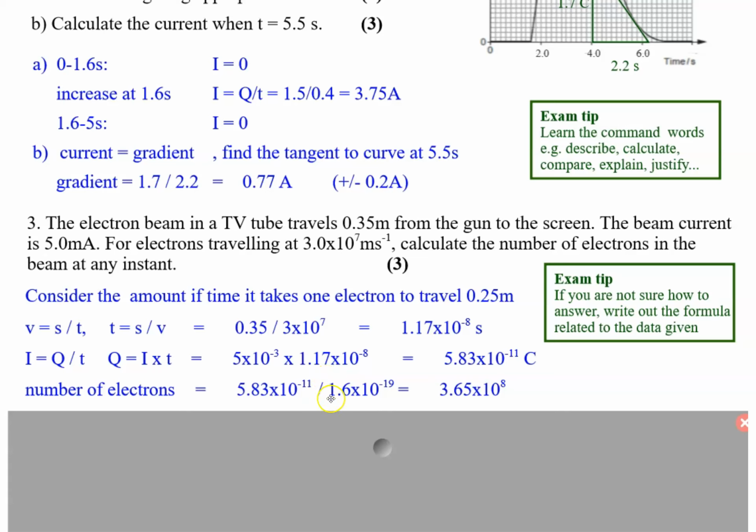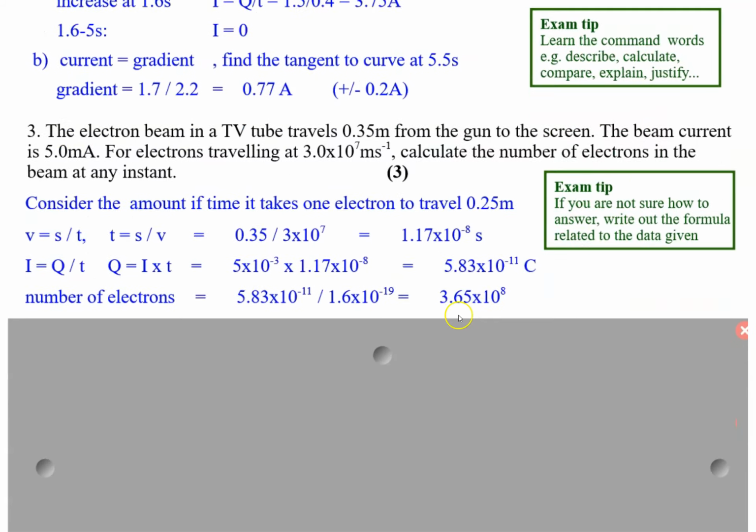And if I was to include the units here, it would be C divided by C. So the units in my answer are 0. I just want a number, and I would expect this to be a very large number because electrons are so tiny. So that sounds about right. If you got an answer of 10 to the minus 8 or just 200, then you think that's not enough electrons. It's probably incorrect.